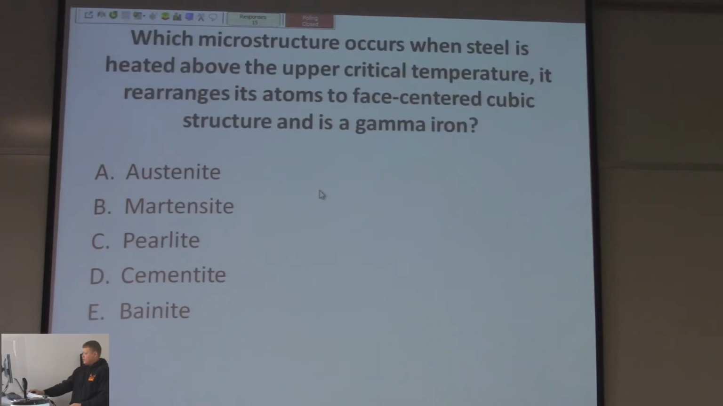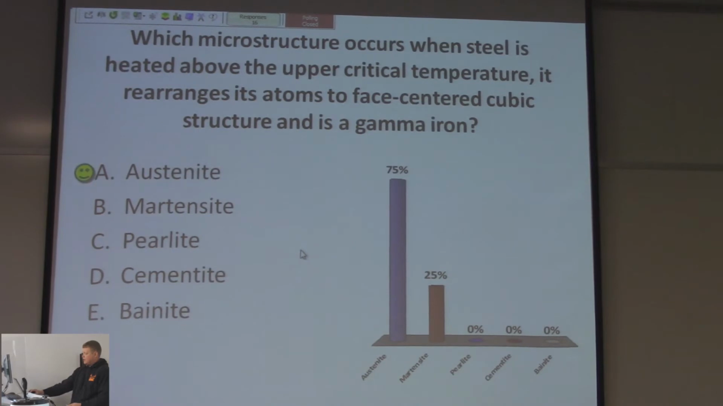Which microstructure occurs when steel is heated above the upper critical temperature? It rearranges its atoms to face-centered cubic structure and is a gamma iron. Your options are austenite, martensite, pearlite, cementite, and bainite. Your correct answer is austenite. 75% of you were 100% correct.